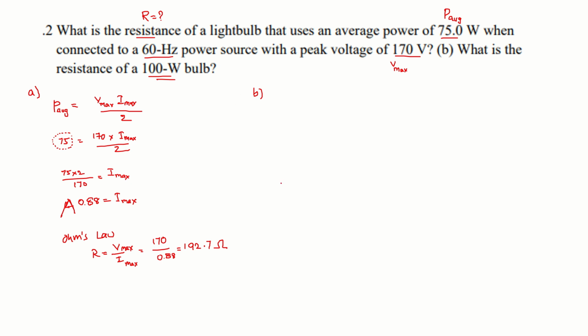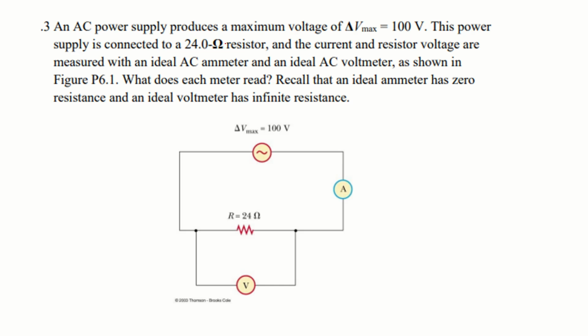Okay. Third problem. An AC power supply produces a maximum voltage of 100 volt. This power supply is connected to a 24 ohm resistor. The current and resistor voltages are measured with an ideal AC ammeter and an ideal AC voltmeter as shown in the figure. What does each meter read? Recall that an ideal ammeter has 0 resistance and an ideal voltmeter has infinite resistance. Look here, it is given AC ammeter, AC voltmeter. Remember, these will give you only the RMS values. It means the ammeter will give you the RMS value and the voltmeter will give you the RMS value.